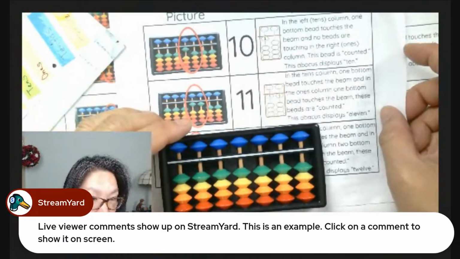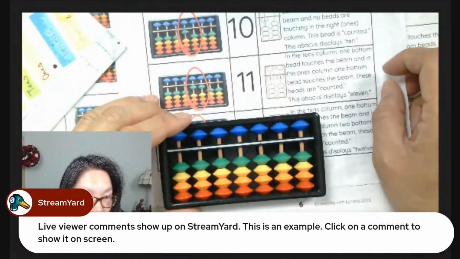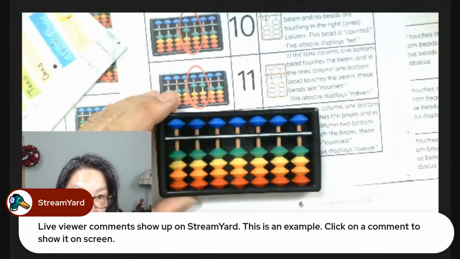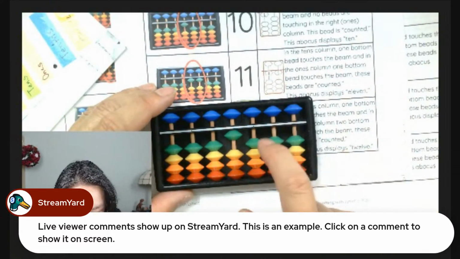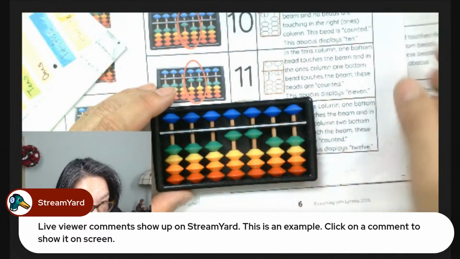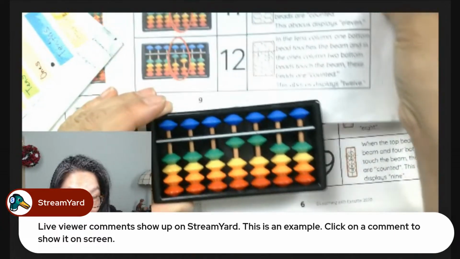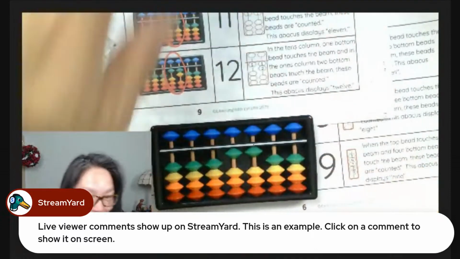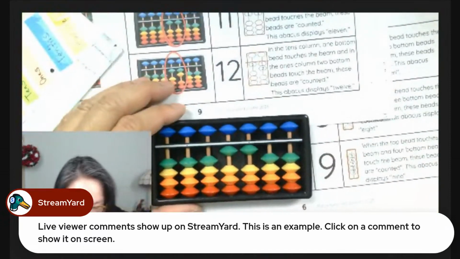So the abacus, oh good, love. The abacus mimics the way we write. So when we write, we have 11, 1 and 1. Very good. That's so good. Not too many people actually made that connection, but you're absolutely right.